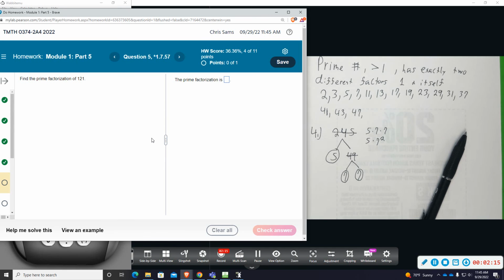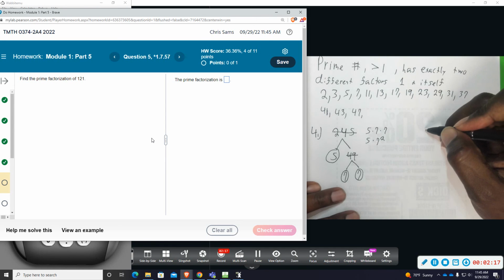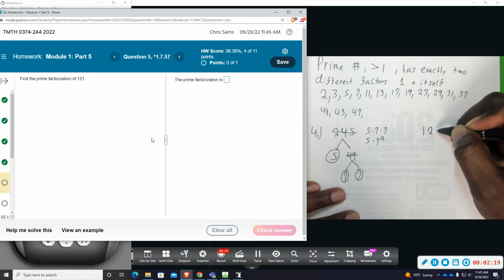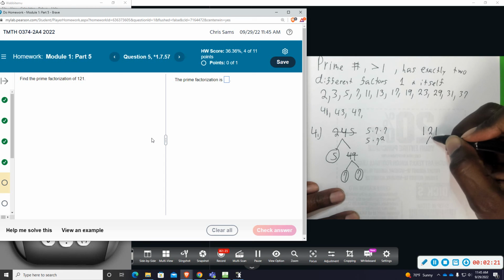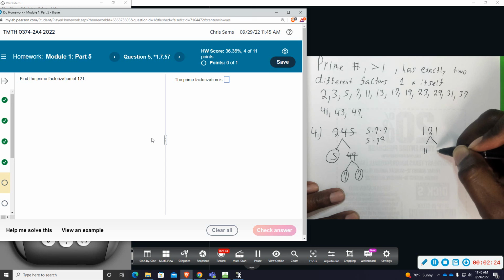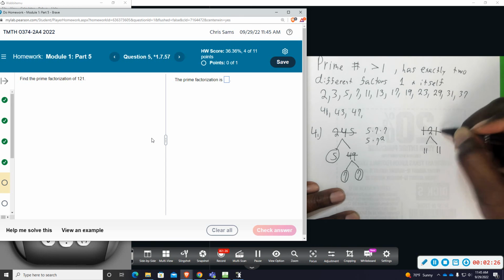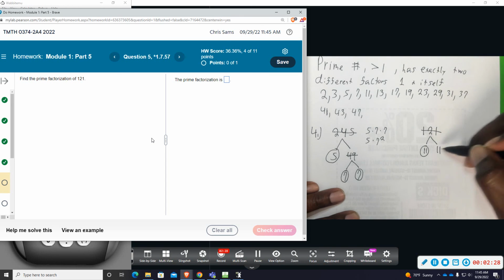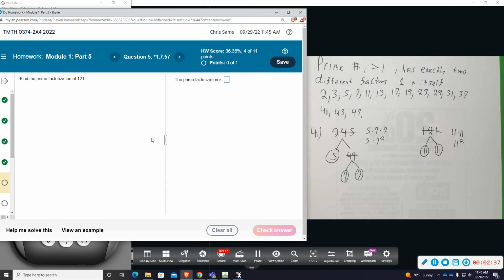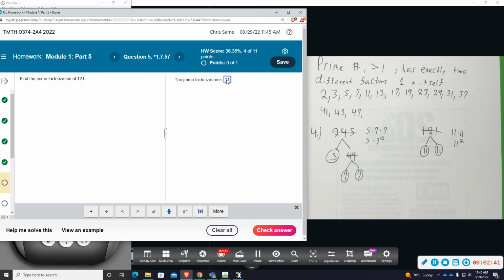All right, so 121. So again, this is a times table. If you had to memorize those to 12, this is 11 times 11. Okay, so notice 11 is prime. That's in my list. So the prime factorization is just 11 times 11, or we can just say 11 squared. So this time I'm going to write it with the exponent, just to show you that both notations are accepted.